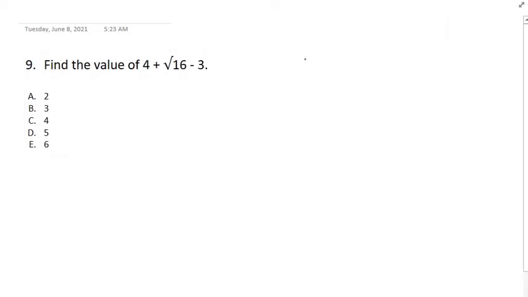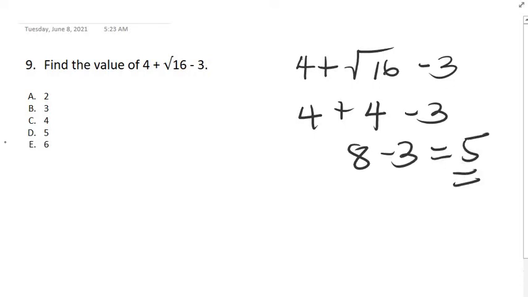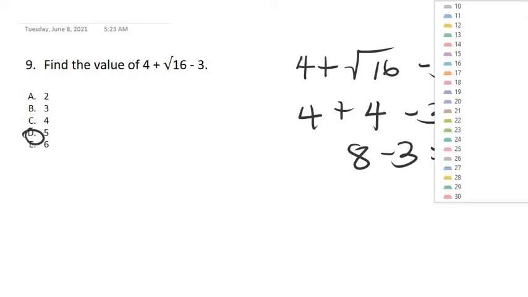4 plus root 16 minus 3. Okay, so root 16 will give us 4. So 4 plus 4 minus 3. 4 plus 4 is 8 minus 3. 8 minus 3 is 5. So the right option is D, which is 5. Question 10.